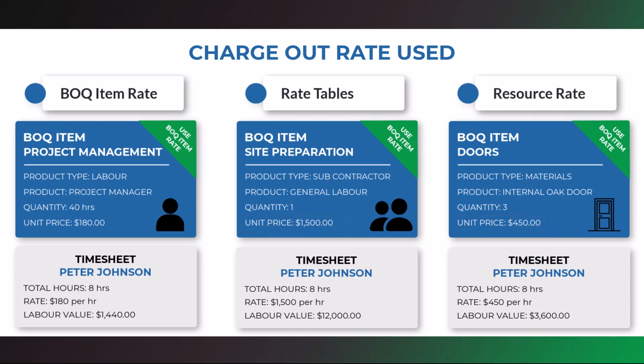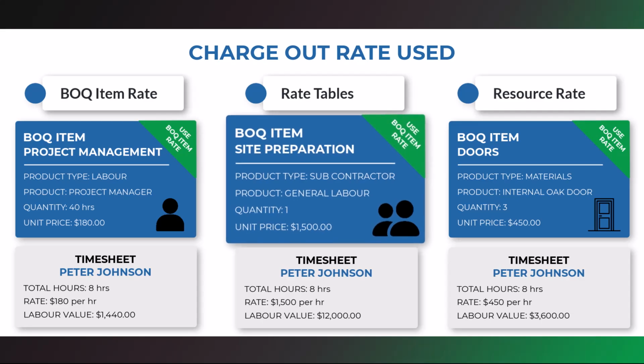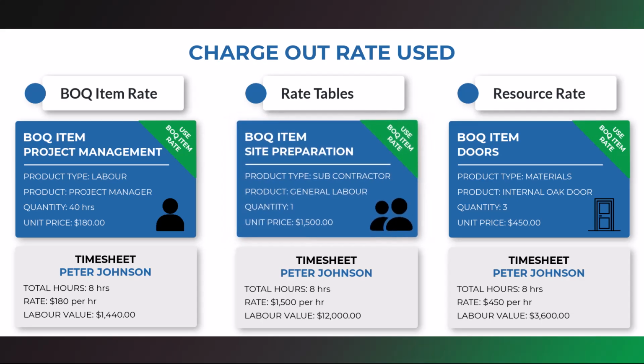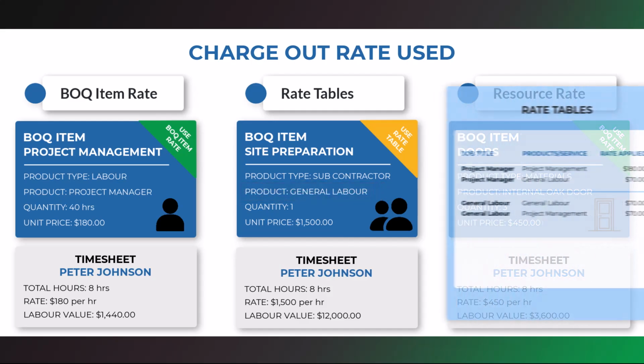To calculate the correct labor value for the site preparation, we are going to change the Charge Out Rate Used field to Rate Table. For Item 2, the product or service linked to the BOQ item is general labor. This means we can use a rate table.